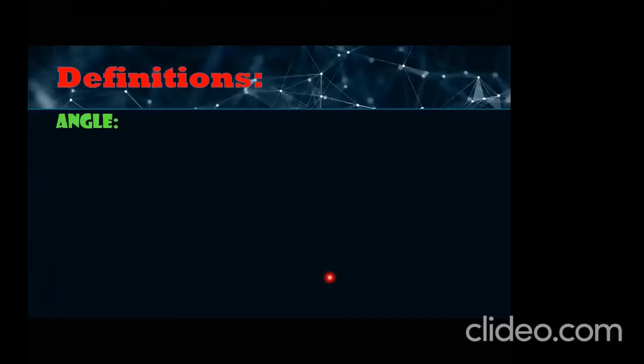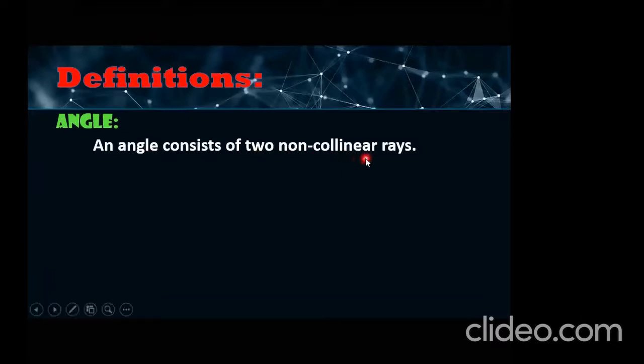First of all, you should know the definition of angle. What is the definition of angle? Can anyone remember? Basically, an angle consists of two non-collinear rays. What are collinear rays? Those rays which lie on one line are collinear rays, and those rays which do not lie on one line are called non-collinear rays. So an angle consists of how many rays? Two non-collinear rays. Understand? Two non-collinear rays.